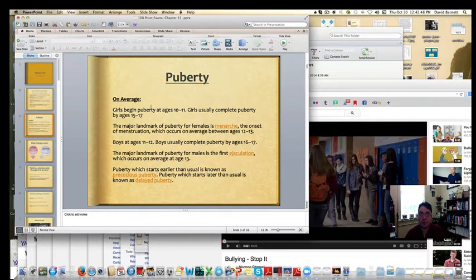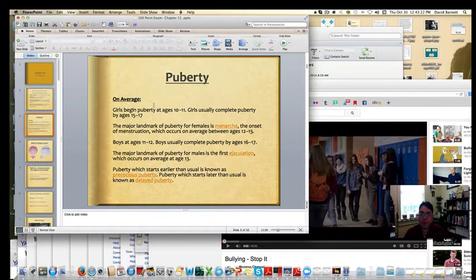Puberty. On average, girls begin puberty at between ages 10 to 11. That statistic is a little off. There are girls that are going into puberty at 5 and 6 right now. So that information is a little skewed, and there isn't an exact number right now. They're saying maybe 10 or 11, 9, 10, but on average across the world, it's typically 10 to 11. So we're going to stay with those statistics right now until we have something new.